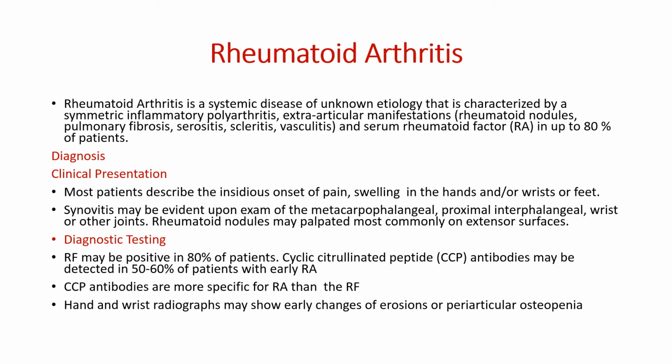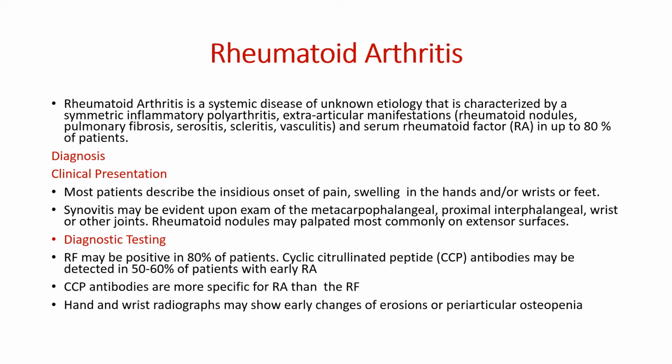Diagnosis: first one is clinical presentation. Most patients describe the insidious onset of pain and swelling in the hands and/or wrist or feet. Synovitis may be evident upon exam of the metacarpophalangeal, proximal interphalangeal, wrist or other joints. Rheumatoid nodules may be palpable, most commonly on the extensor surface.